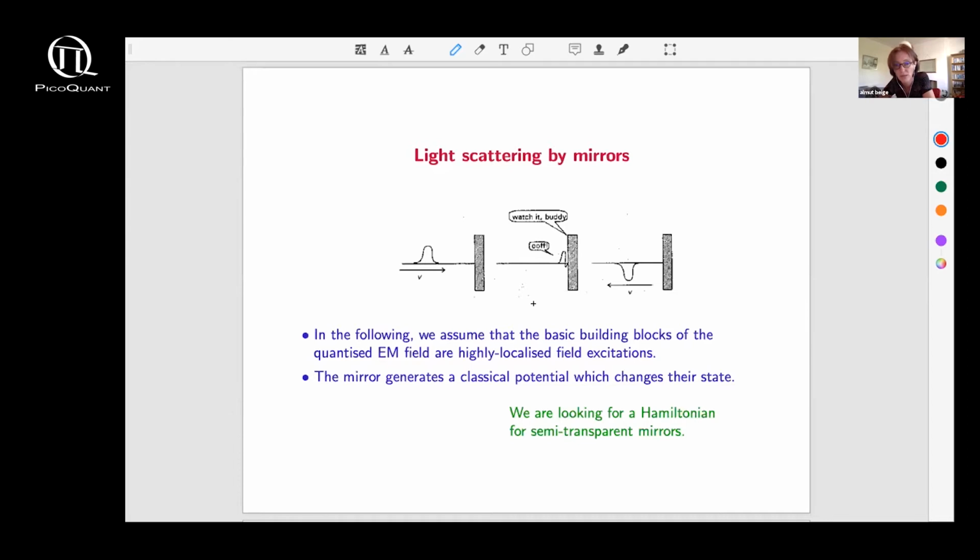We will introduce highly localized field excitations, and then the idea is to, instead of having, for example, Green's functions, try to obtain a Hamiltonian, first one that moves the wave packet, and then one that turns it around, some interactions that turn it around. So let's look for Hamiltonians.